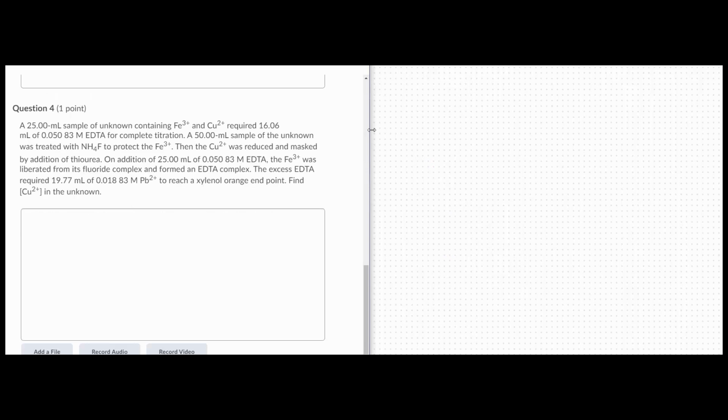For number 4, this is actually a 2-layered problem. So first we have a 25 milliliter sample that contains both iron and copper. Now, the collection of these metals required 0.01606 liters of a 0.05083 mole per liter EDTA solution.